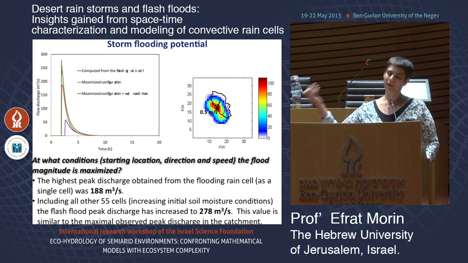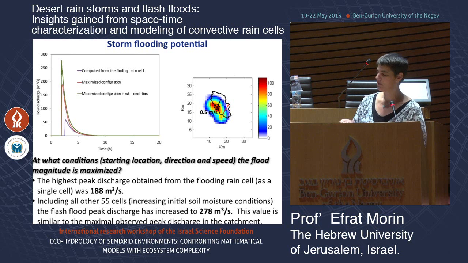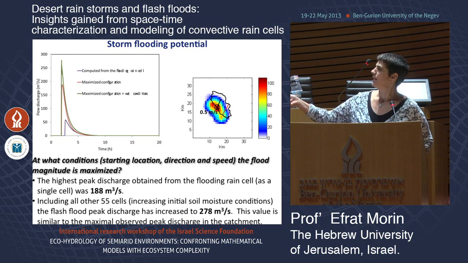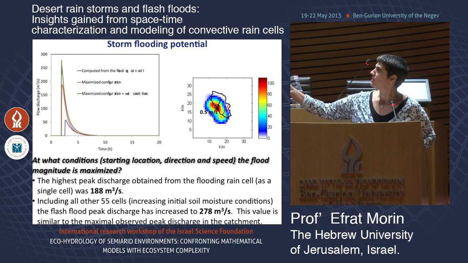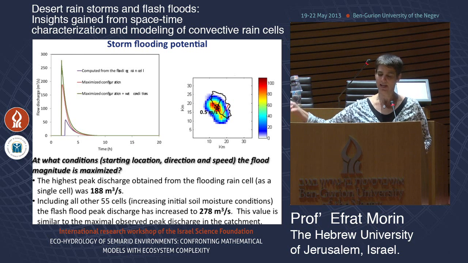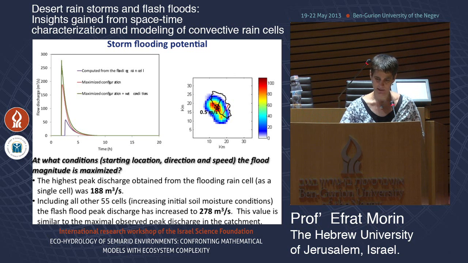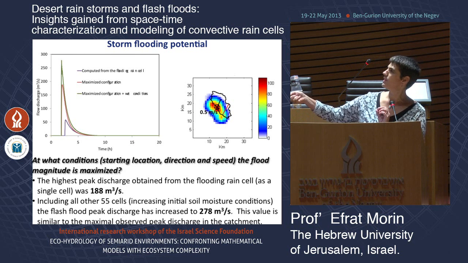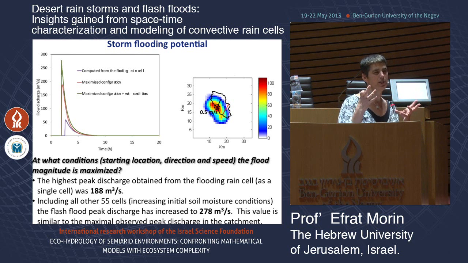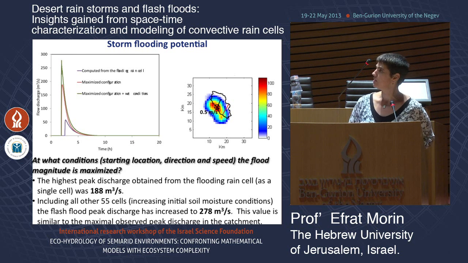Now, bringing back all the other 55 cells, so the soil becomes wetter, we get almost 280 cubic meters per second. Just to remind you, I'll go back very quickly. Actually, this is very close to the maximum peak discharge in these catchments in past events. So this number could happen, and it happened. By our definition, the flooding potential of this storm is almost 280 cubic meters per second, without changing the magnitude of the storm, just by relatively small changes in location, direction, and speed.